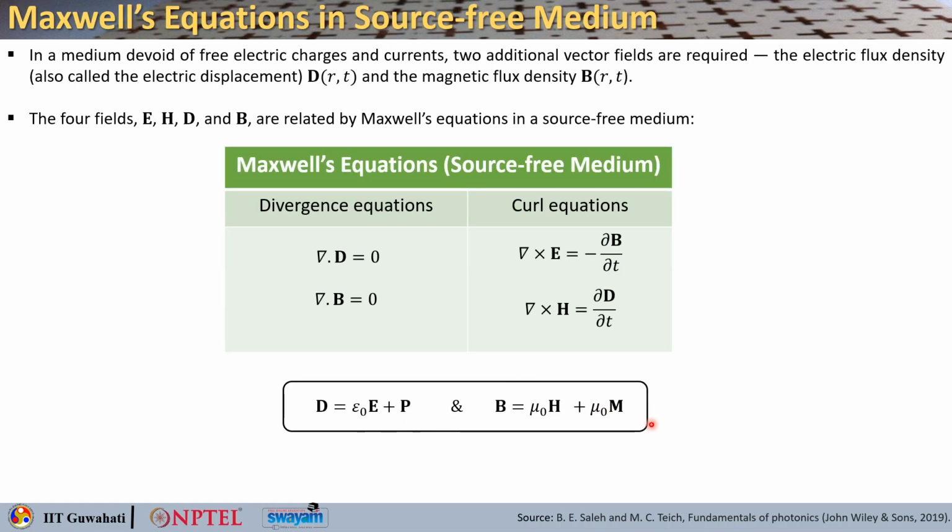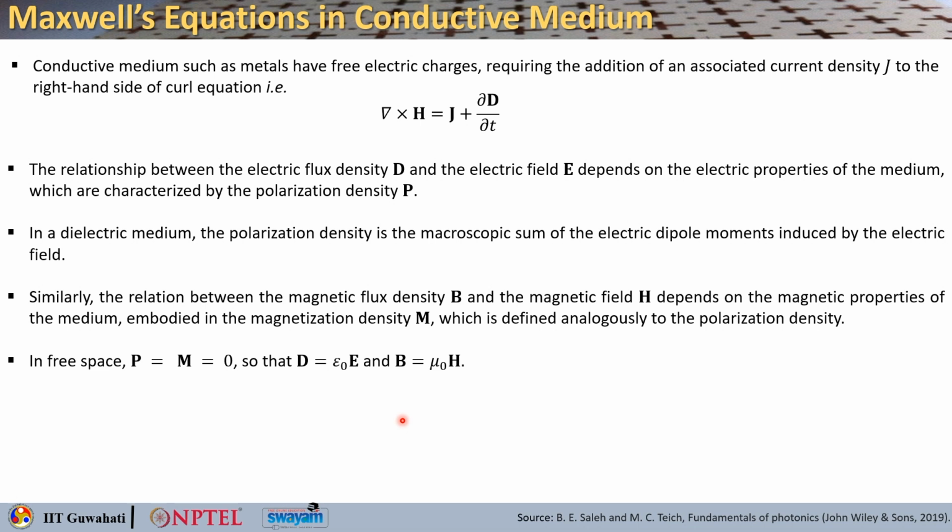So, this is where the magnetic properties of the medium and the electric properties of the medium get into Maxwell's equation. And if you want to retrieve the equation for free space, you can simply put the polarization and magnetization to 0. In that case, your D simply becomes epsilon naught E and B becomes mu naught H. So, you retrieve the same equation of free space.